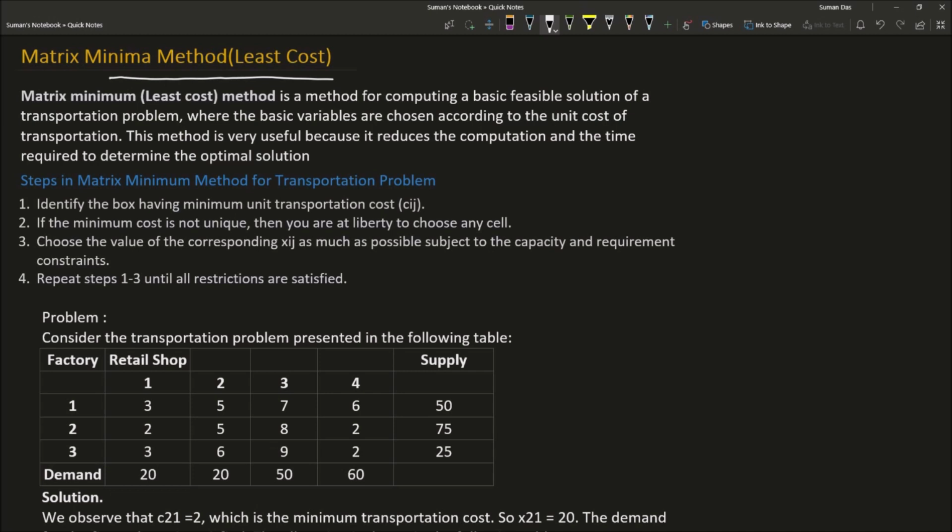Like any other transportation method, such as the northwest corner rule, the matrix minima method also gives us the optimal solution for any transportation problem.